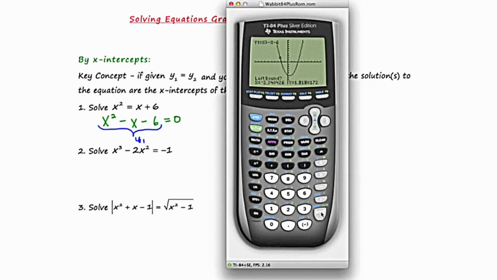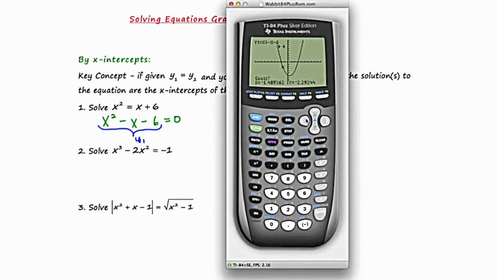So I'm going to press enter. And you'll see a little triangular marker appear above that on the screen. The next prompt is right bound, so now move the cursor somewhere to the right of the x-intercept and press enter again. And you'll see another triangular marker appear. It's telling the calculator that the x-intercept is somewhere in between these two markers.